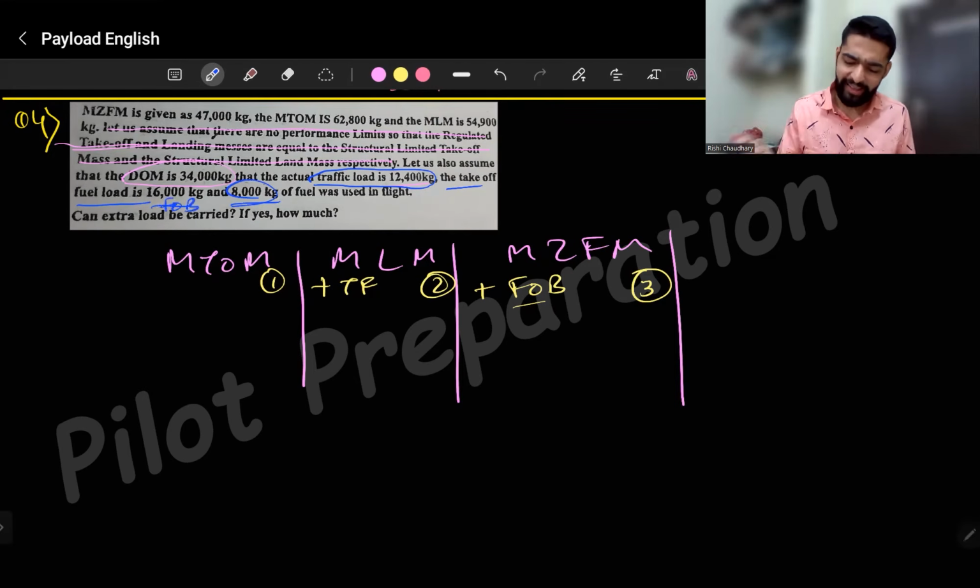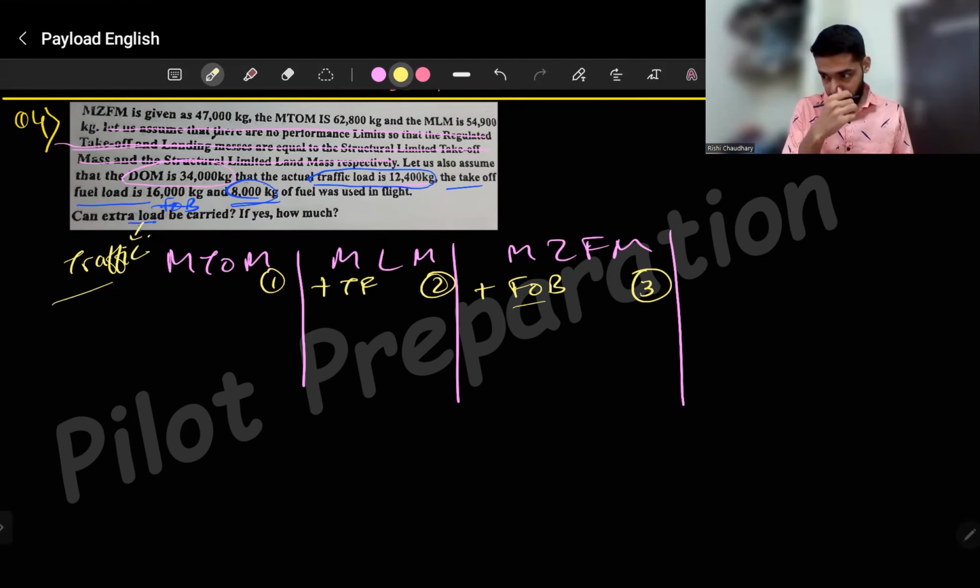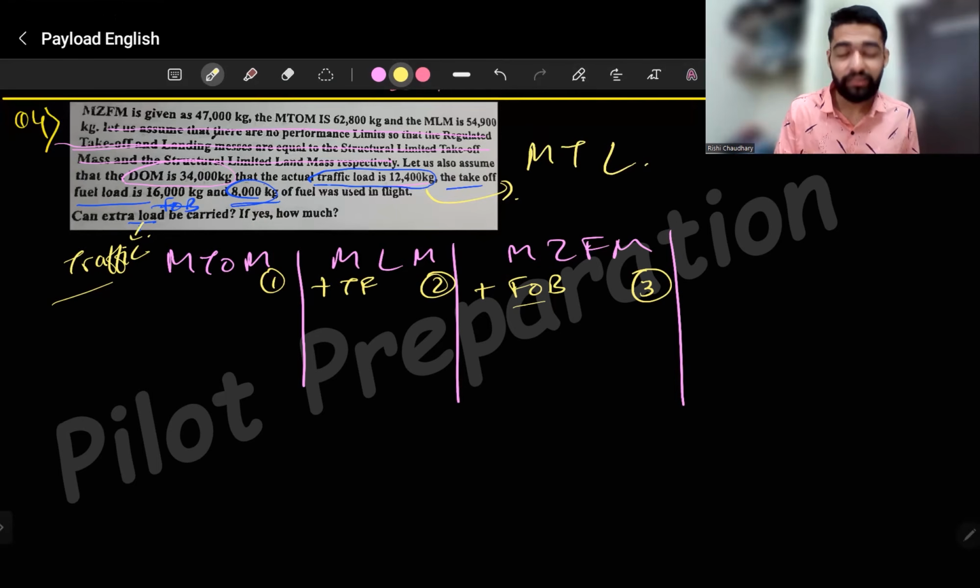So can extra load be carried? If yes, how much? They are asking whether extra traffic load can be carried, because no other load is carried, right? Other than traffic load. So can extra traffic load be carried? If yes, how much? But why are they asking me traffic load when they have already given the traffic load, isn't it? If they have already given the traffic load, how can I again find out the traffic load? We can actually find it. Why? Because they are talking about maximum traffic load. Whenever we calculate with the help of the formula, we find the maximum traffic load. And this is the actual traffic load.